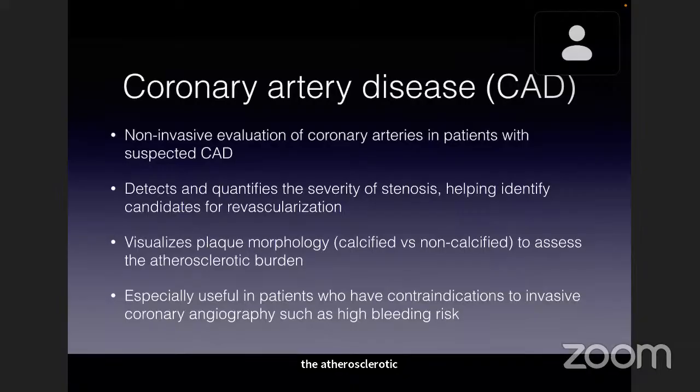in patients who have contraindications to invasive coronary angiography, such as high risk of bleeding: patients who are on warfarin or DOACs, patients with renal impairment or liver disease, hemophilia, or patients with GI bleeding or intracranial hemorrhage.